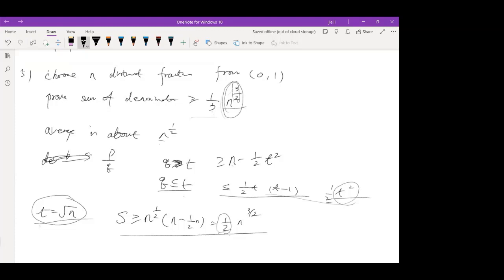So from this one, we understand the key thing is that the smaller fractions, you cannot have too many of them, right? So at most half t squared. And so that's why when you choose t equals square root n, you have at least half of them.